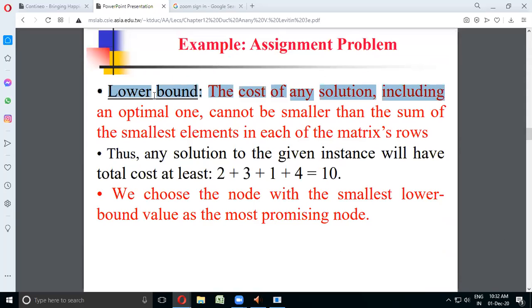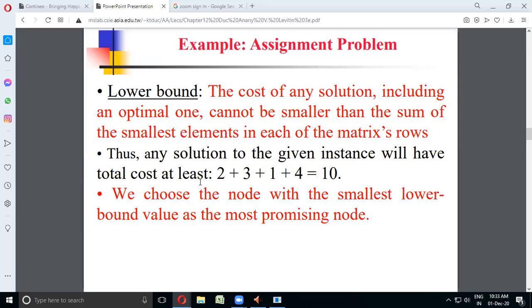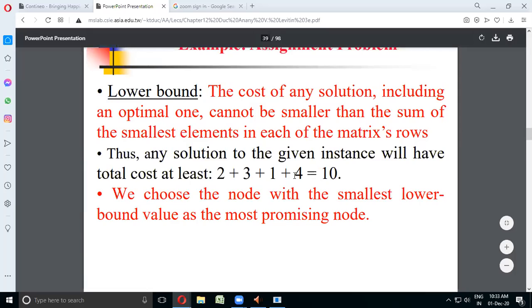Okay. So the lower bound, let me repeat again, is nothing but the cost of any solution, including optimal, so it cannot be smaller than the sum of the smallest element in each of the matrix rows. So I'm picking the smaller element in each of the rows and I'm adding all the cost. So I get the total cost as 10.